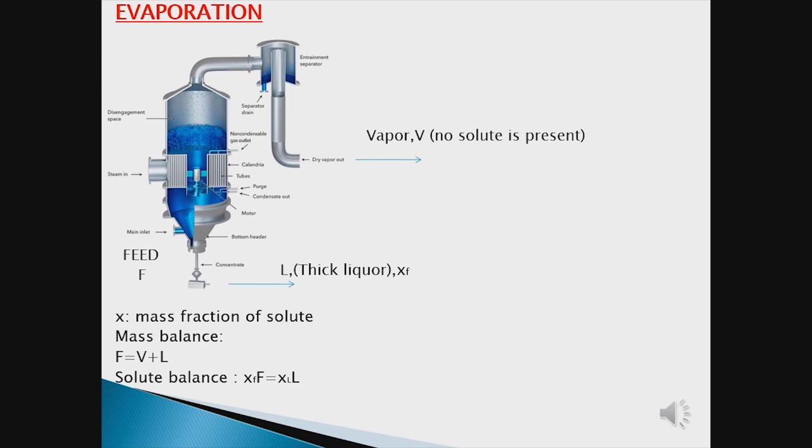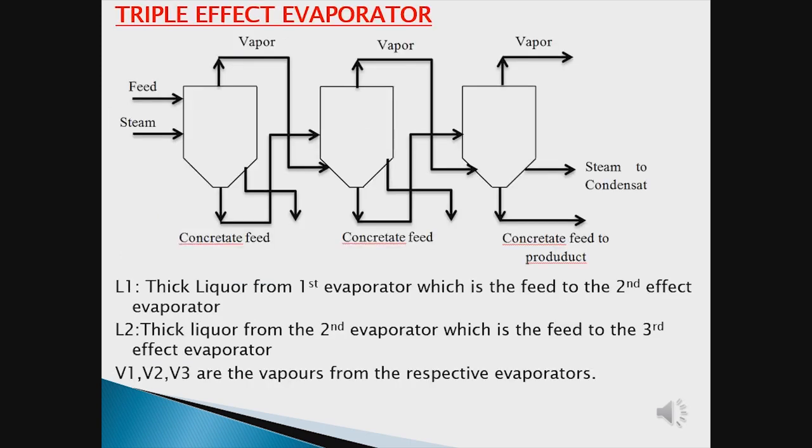So the overall mass balance is F is equal to V plus L, and the solute balance is XF into F is equal to XL into L. There is no XV present because no solute is present in the vapor. Only vapor is present in the vapor, so we are not taking any kind of XV for this vapor. So the overall balance is F equal to V plus L, and the solute balance is XF into F equal to XL into L. And that was the case of a single effect evaporator.